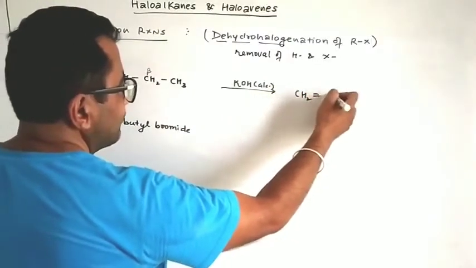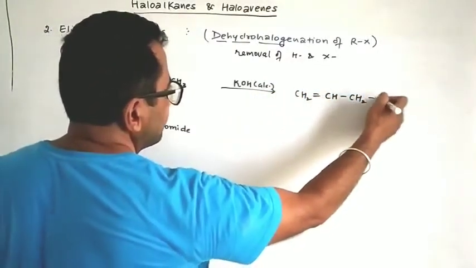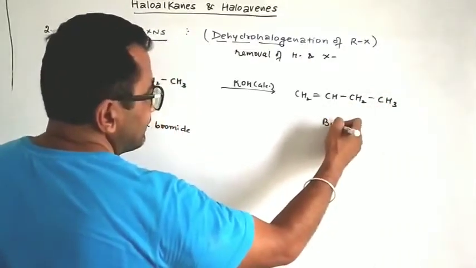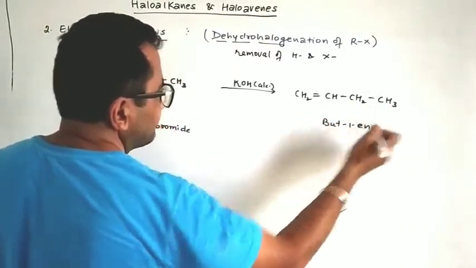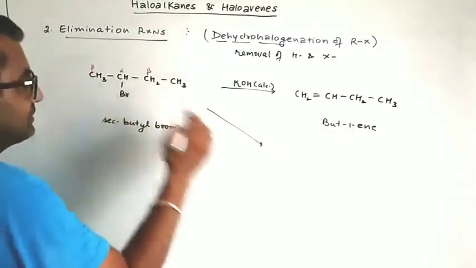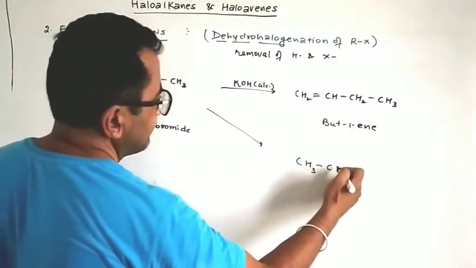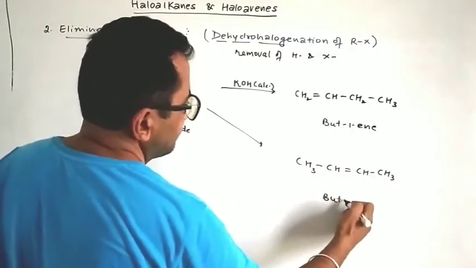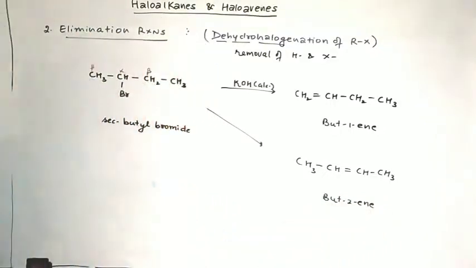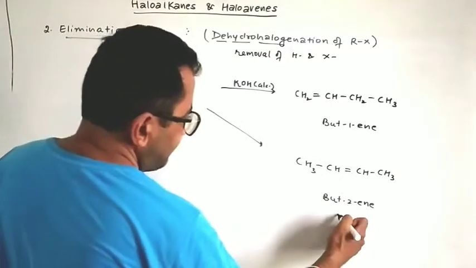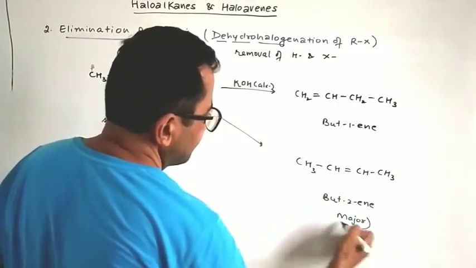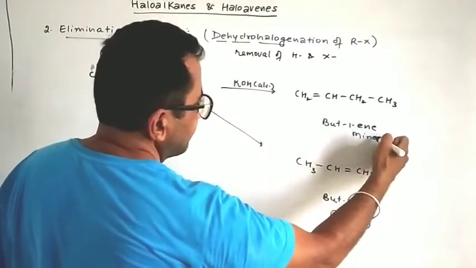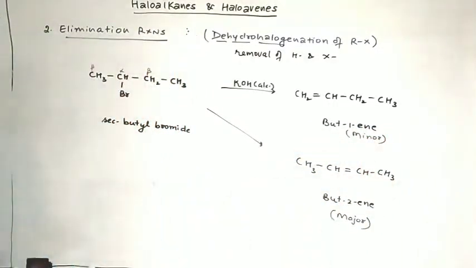First is, suppose you are removing hydrogen from this side. This is but-1-ene. Second is, suppose the hydrogen is removed from this side. You get but-2-ene. But-1-ene and but-2-ene. But-2-ene is the major product. This is minor because but-2-ene is more stable than but-1-ene.